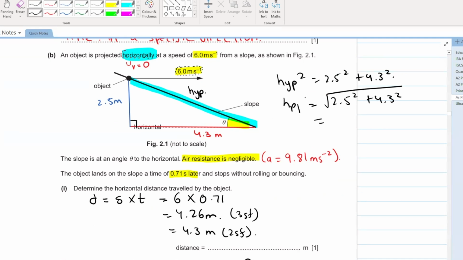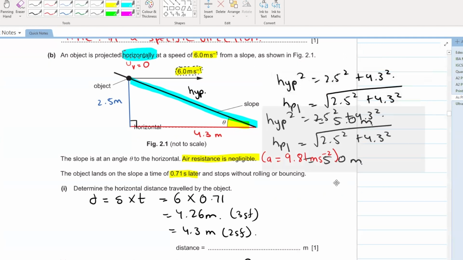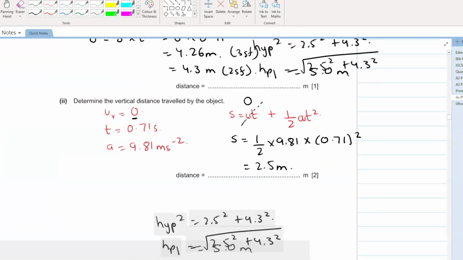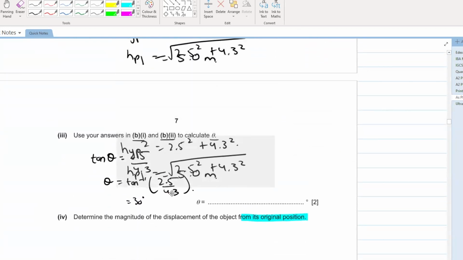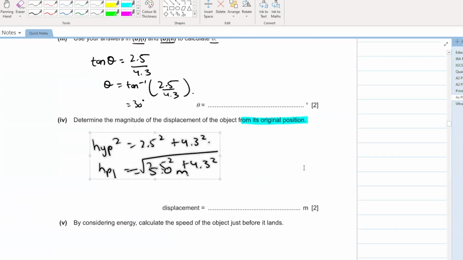What does this answer come out to be? This answer comes out to be roughly 5.0 meters. Let's put this answer where it belongs, somewhere here.